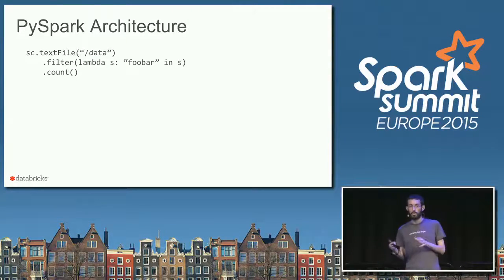To talk more about the problems that we see in PySpark, I would like to very briefly introduce the architecture. Here is almost the simplest possible Spark program, where we read a file from Hadoop, and we filter it by a string. We filter out all strings that contain the word foobar, and we just count these up.